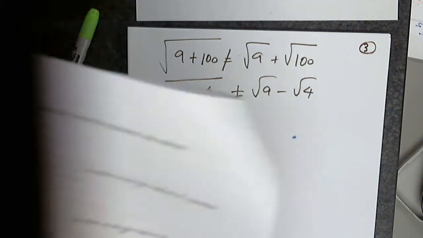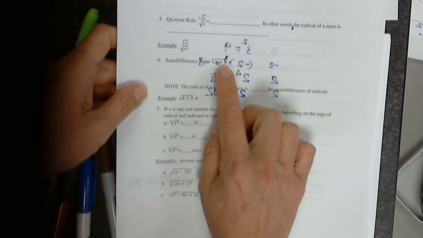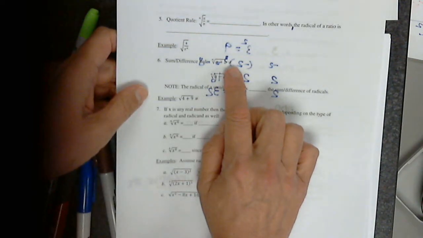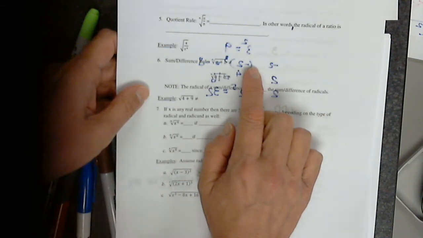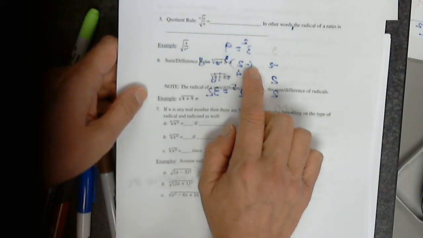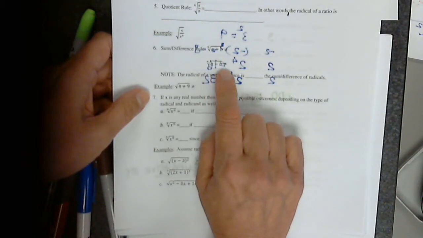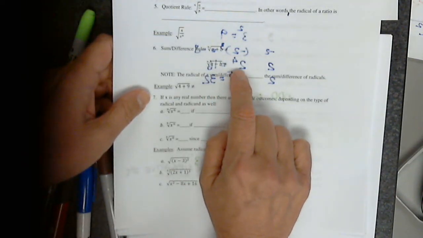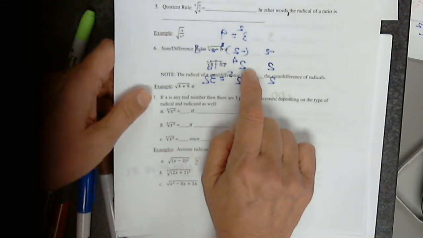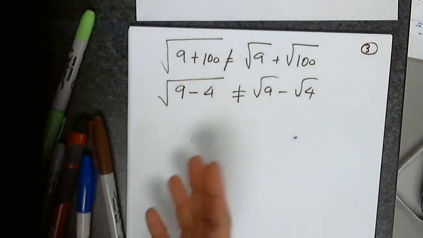So please write that the nth root of a plus b does not equal the nth root of a plus the nth root of b. It does not. And I'll give you an example. The nth root of a minus b does not equal the nth root of a minus the nth root of b. It does not. So here's the example, right?